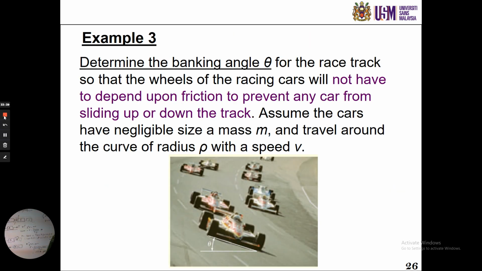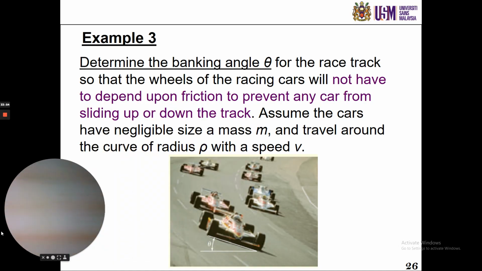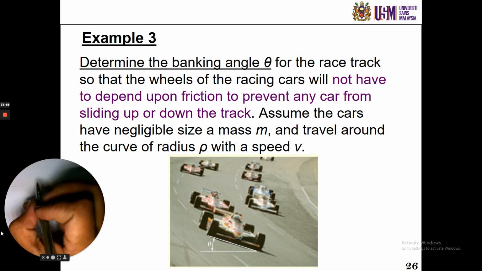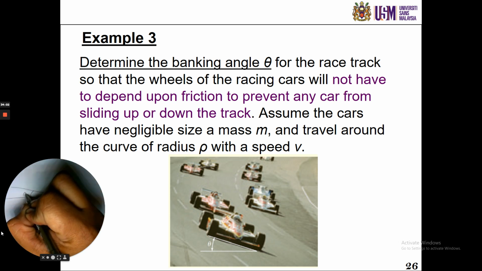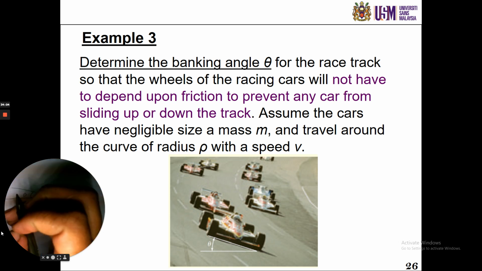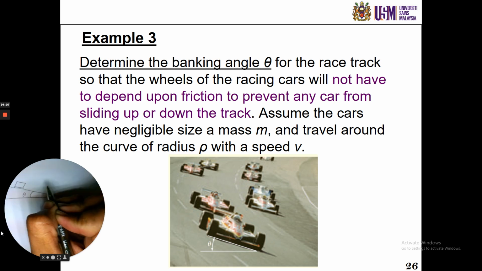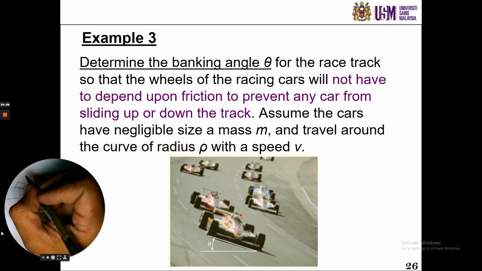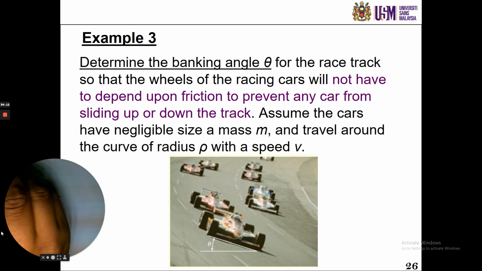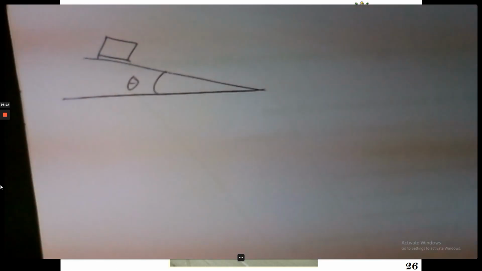Okay, let's take a look at this example. In this example, there is no number involved, so all you have to do is rearrange the equation so that you can get the expression of the equation. In this case, there's a banking angle theta, and the car is sitting on the ramp. First things first, write the equation of motion.